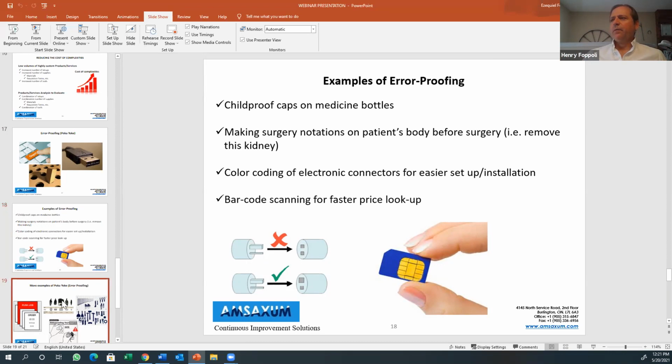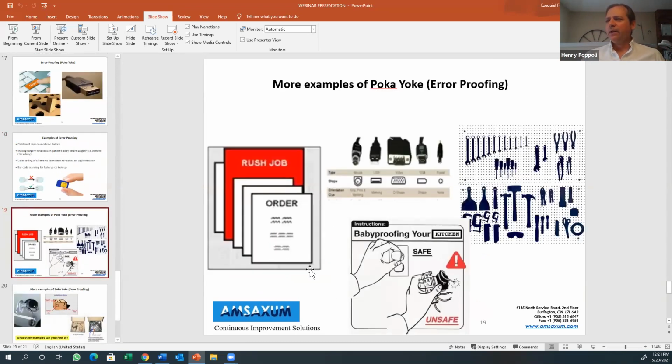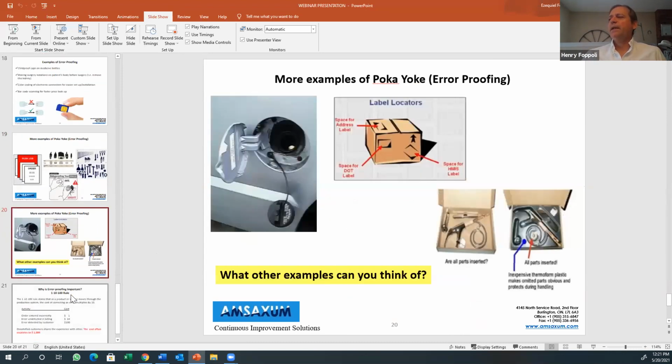Here are more examples. How can we prevent an employee from working on an order that is not rushed, while another order that is a priority is put aside, etc.? Or how can we prevent employees from shipping a box that is missing one of the products? We can put in a foam insert with the shape of all the components that need to be in that box, so we can make it more evident.